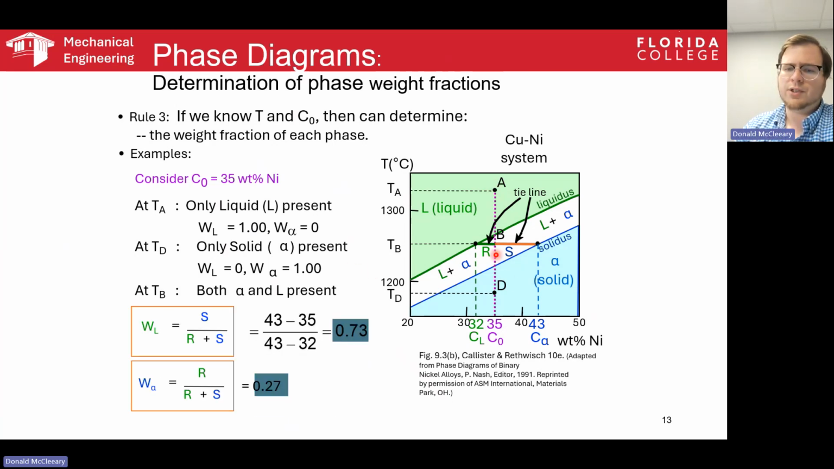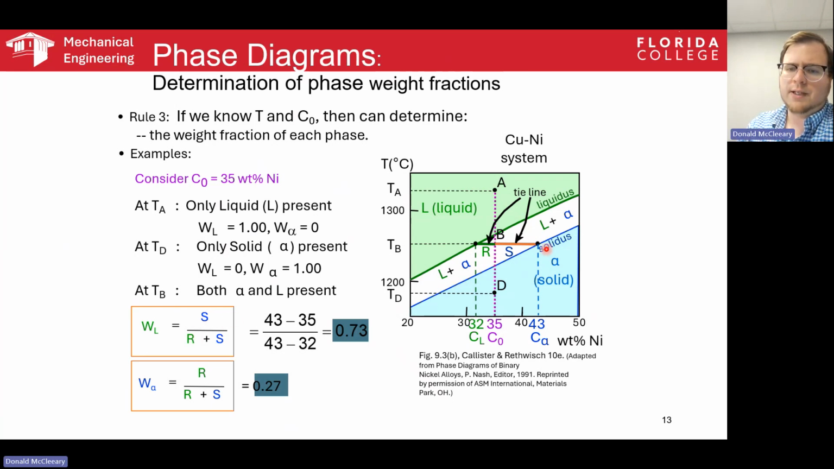Now, we can actually determine at our new point B what the weight fractions of liquid and solid phases are. So this is that amount that we were talking about in our last class. How much liquid versus solid do we have? I didn't really cover this because I was trying to move us through so we could discuss chapter 10. But you can find the weight fraction. All you have to do is take the compositions present.